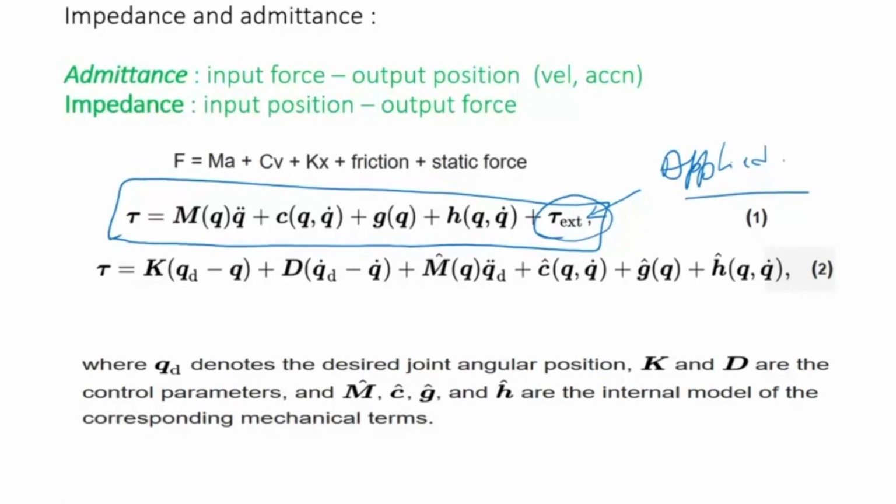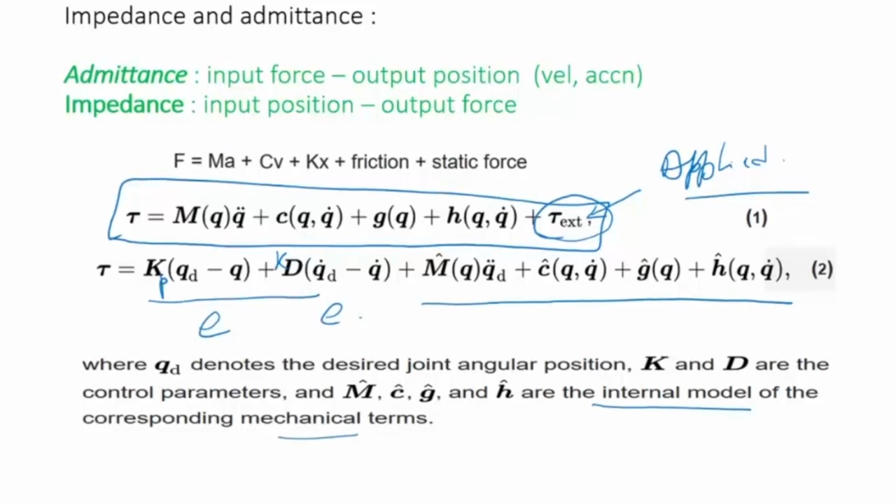Now to control this torque, I can put a controller like this, where tau is equal to kp into the position error and kd into the velocity error. This is my desired position, this is my desired velocity, so this is basically my error. And I'm writing the dynamic components, mass into acceleration, Coriolis, centripetal plus gravity here. Now M, C, G, and H are the internal model of the corresponding mechanical terms of the robot.